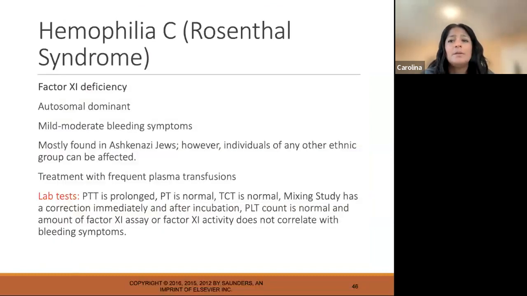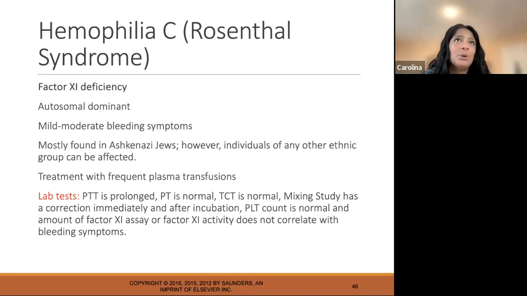And hemophilia C is also called Rosenthal syndrome. This is factor 11 deficiency. It's inherited in an autosomal dominant manner, and there are mild to moderate bleeding symptoms. This is mostly found in the Ashkenazi Jewish population. However, individuals of other ethnic backgrounds are also affected with factor 11 deficiency. And so we use frequent plasma transfusions to treat patients with this.